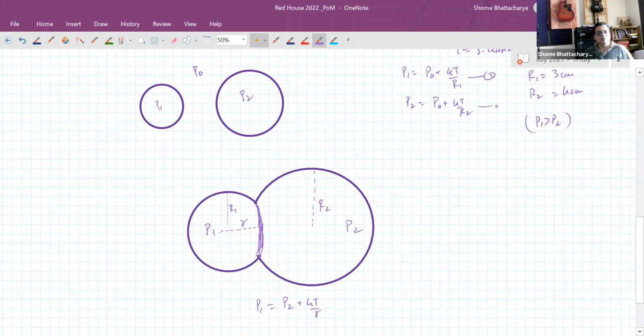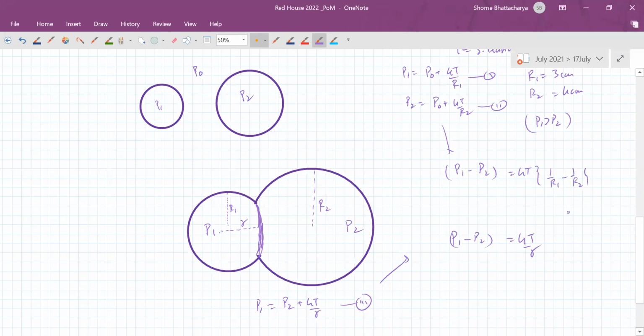This is my equation 1, this is my equation 2, this is my equation 3. So from this, you can see that P1 minus P2 is equal to 4T by r. And from this, you can see P1 minus P2 is equal to 4T times (1 by R1 minus 1 by R2).